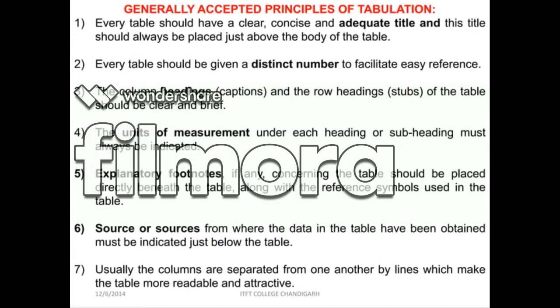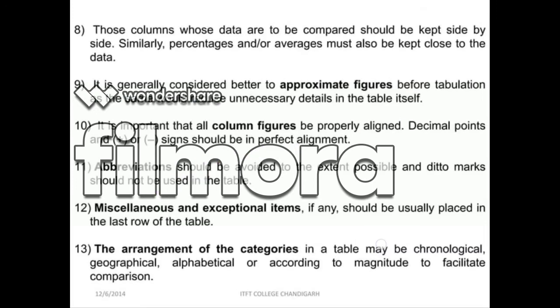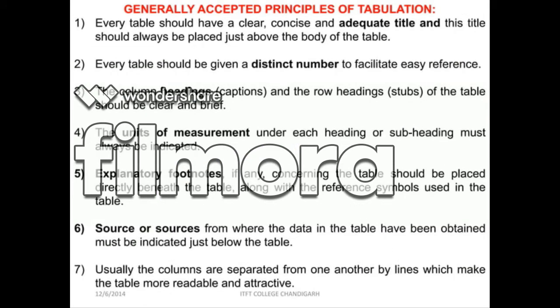So, what are the generally accepted principles of tabulation? We have, I think, 13 of them. We have to keep in mind that every table should have a clear, concise, and adequate title, and this title should always be placed just above the body of the table. Every table should be given a distinct number to facilitate easy reference.